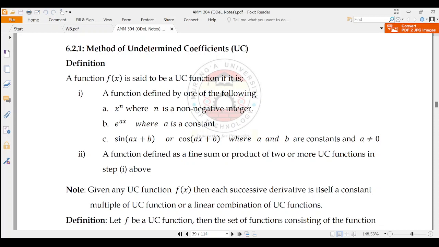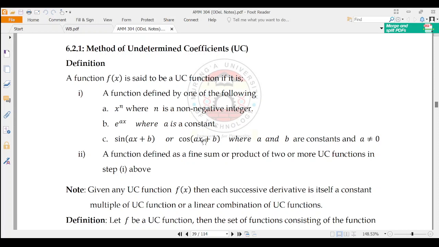A function f of x is said to be a UC function if it is defined by one of the following. Either it is a polynomial of degree n, that is, it can be expressed as x raised to power n, with n being a non-negative integer, either 0, 1, 2, and so on. Or it's an exponential function, e raised to power ax, or it's a sine function or a cosine function.